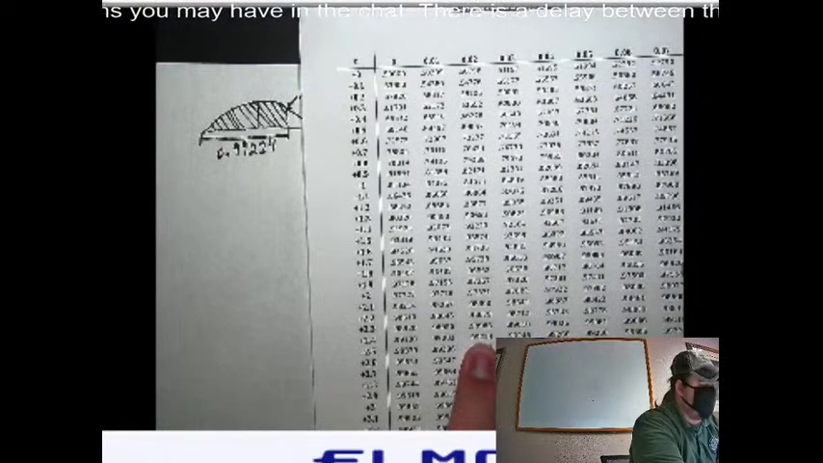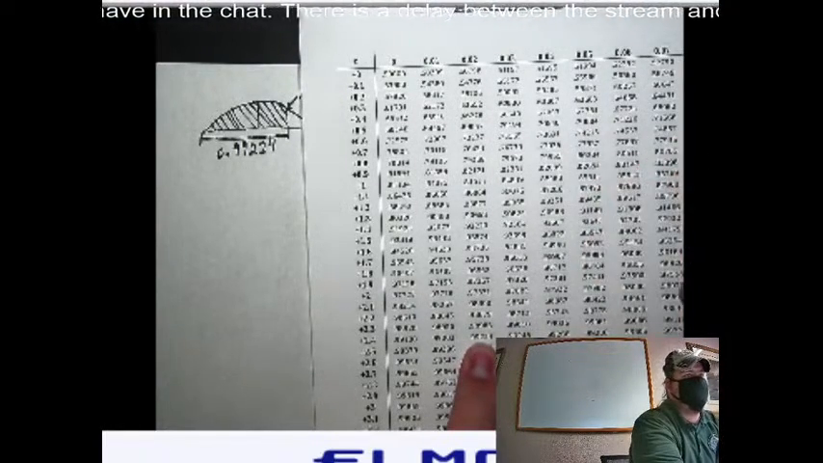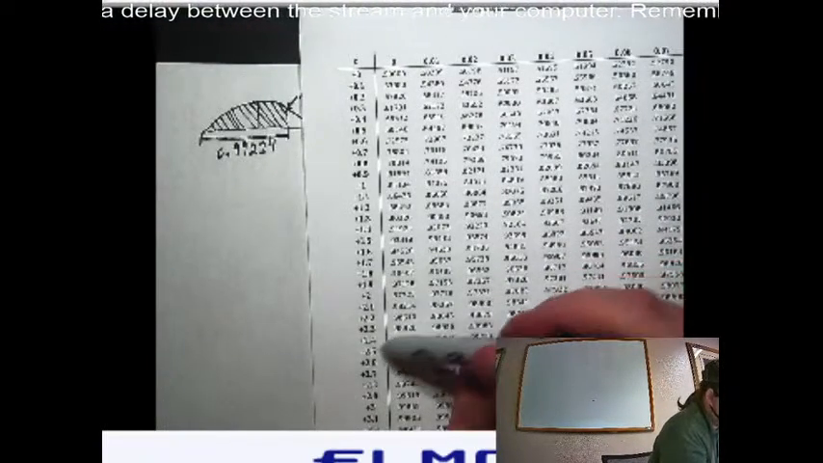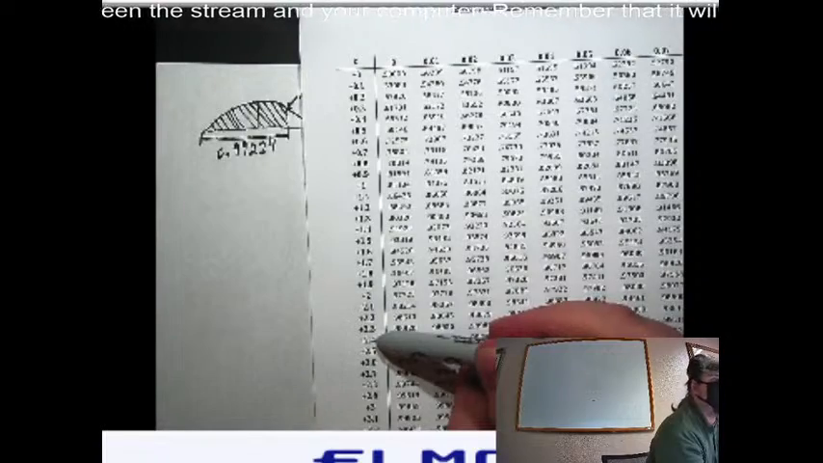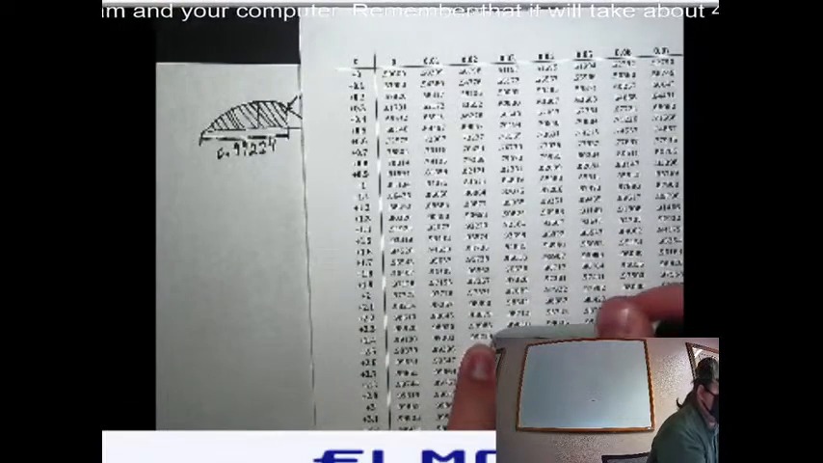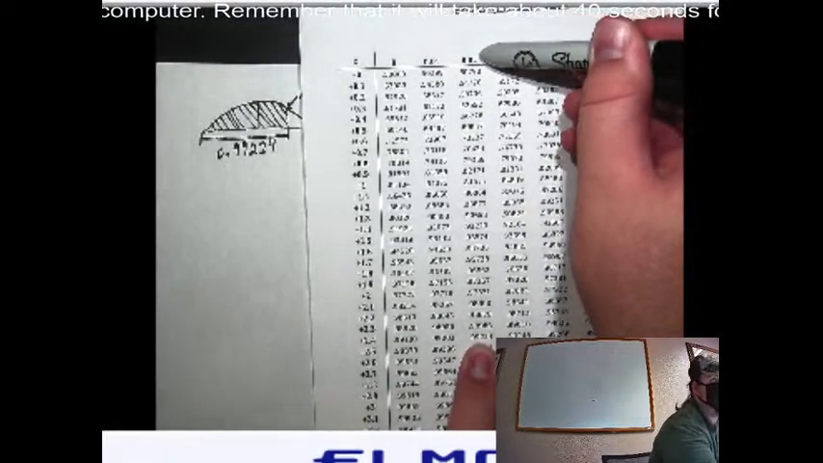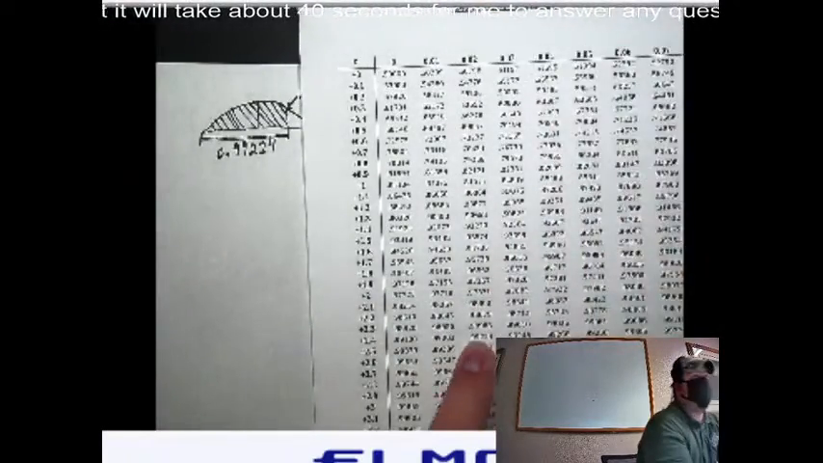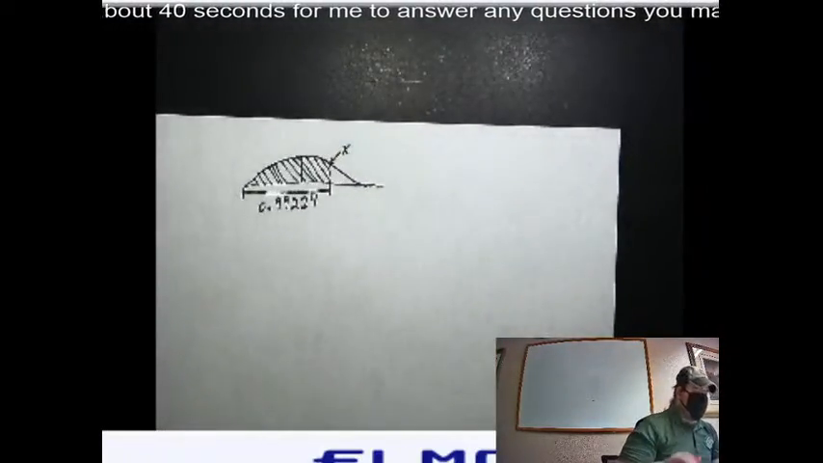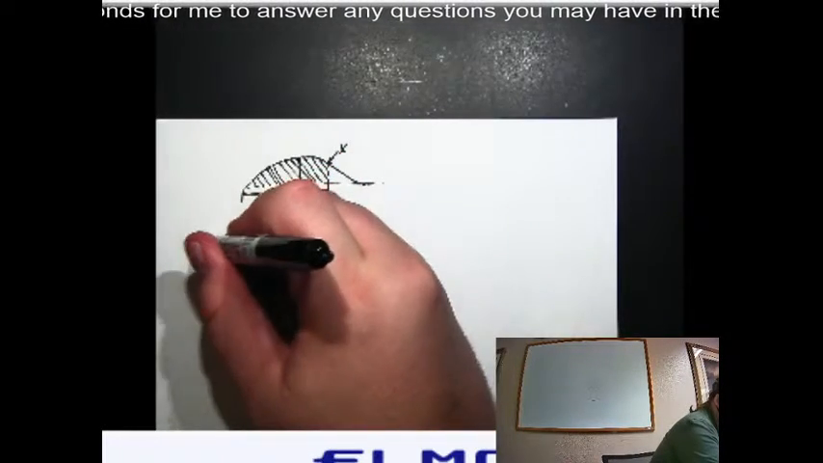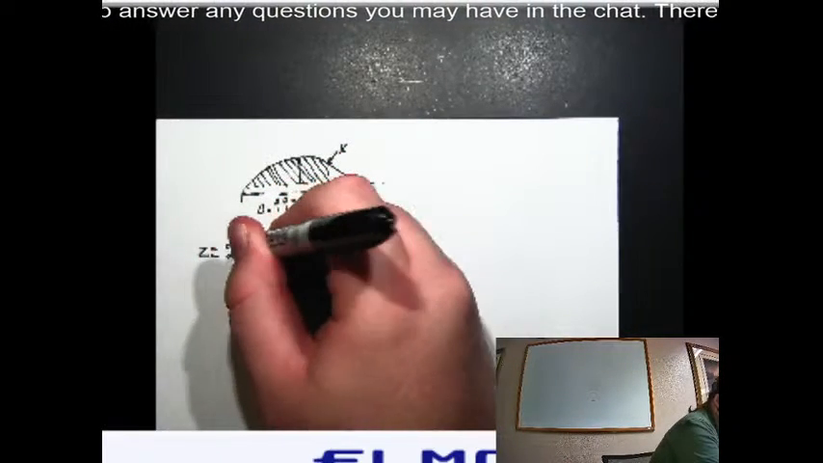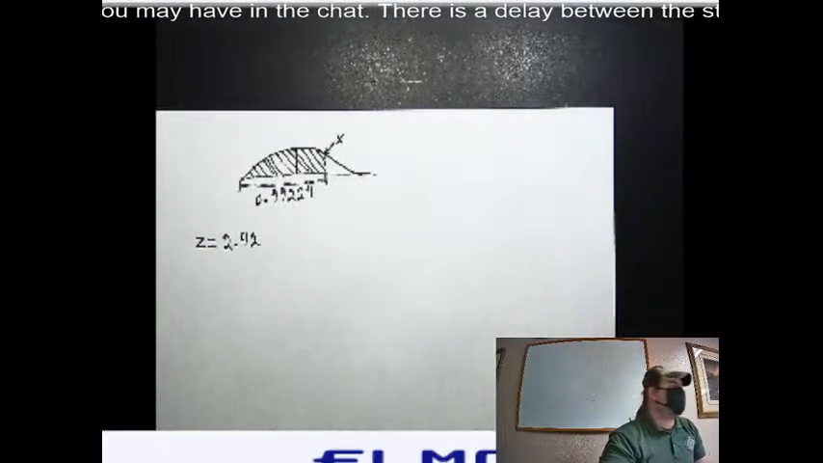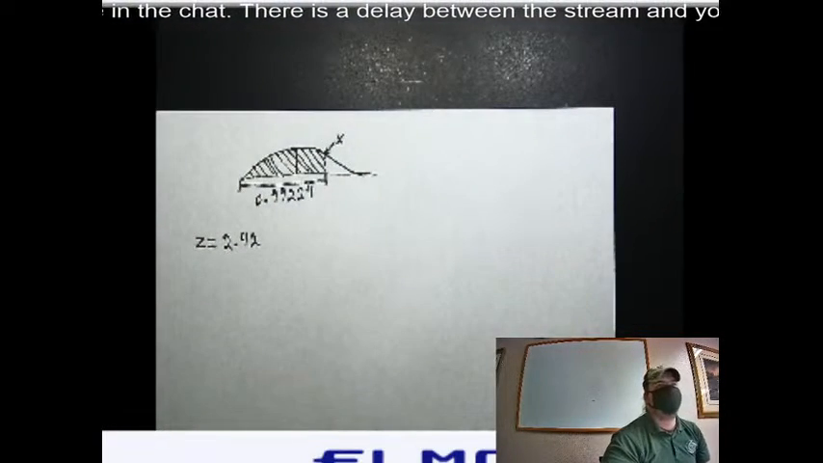Okay, so now we need to look up what this represents as a z-score. So the first two digits are 2.4, and then the next digit is 2. So altogether we have a z-score of 2.42. Make sense so far? Okay.